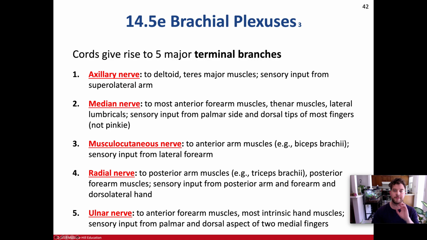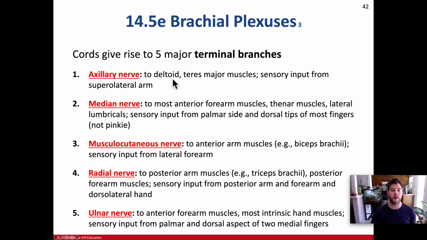So it splits into 5 terminal branches. You should know these. If you can learn the specific muscles and specific parts of your arm that they innervate, that is great. That will be great. But you should at least be able to tell me what 5 terminal branches the brachial plexus has, or be able to identify them.